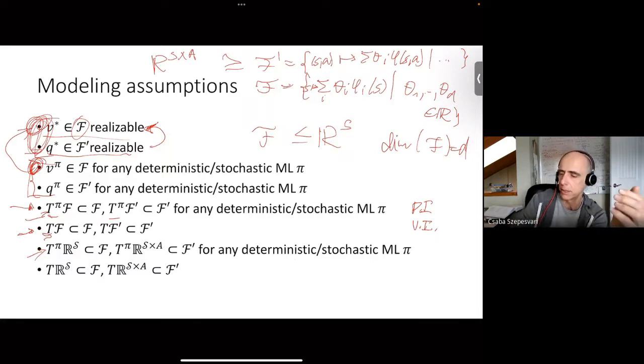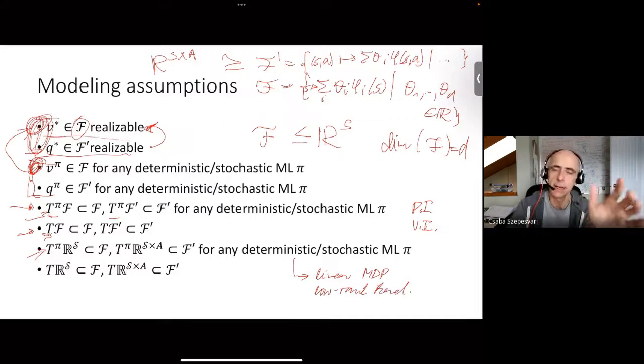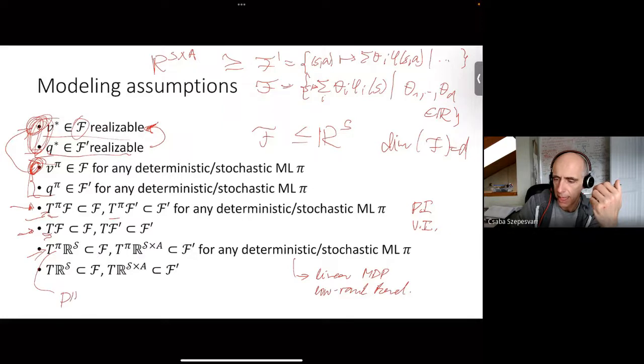In the literature, sometimes this is called the linear MDP assumption. Sometimes this is called a low rank kernel assumption. There are variations of whether you include the reward function or you just apply this to the kernel operator. So you can replace T with P of pi. P of pi is the Markov kernel, which is viewed as an operator mapping functions to functions.